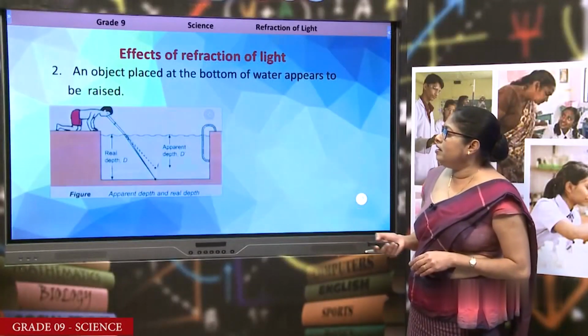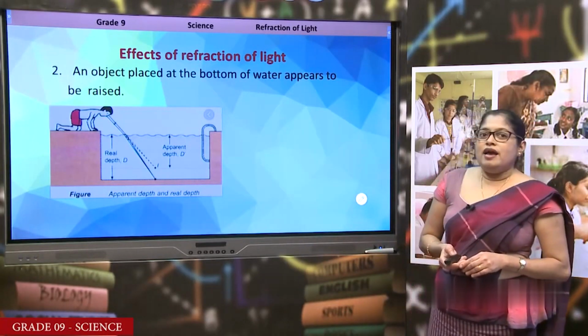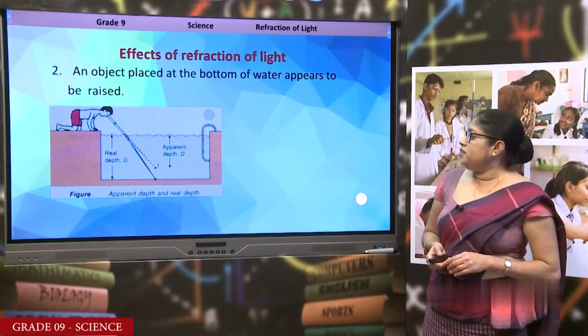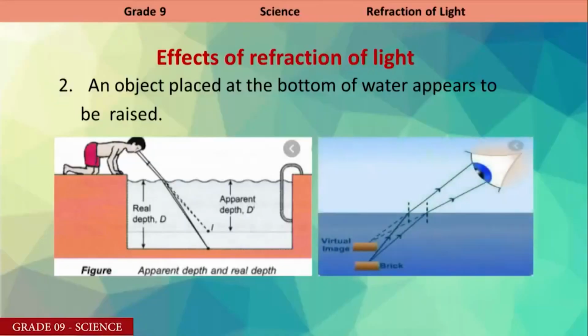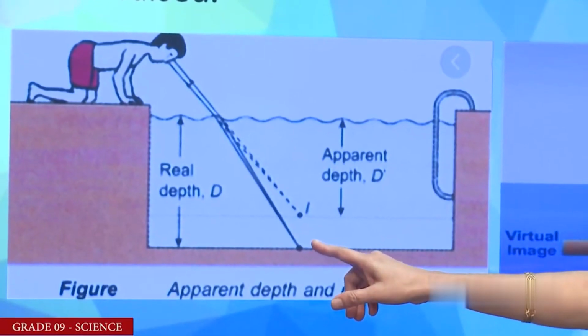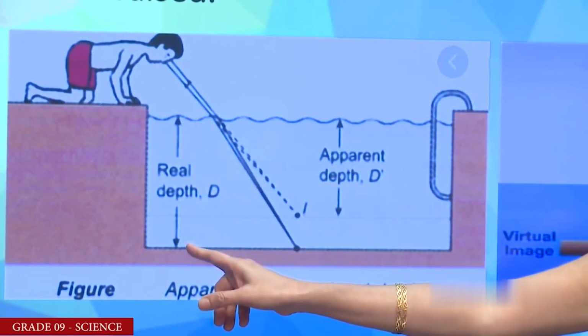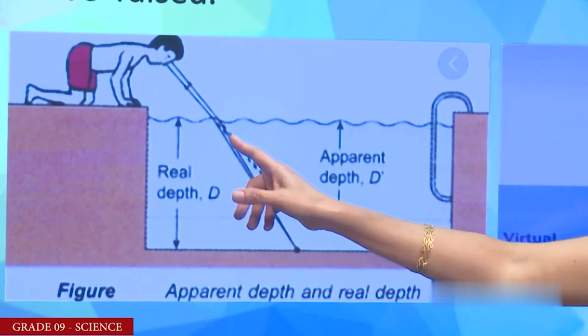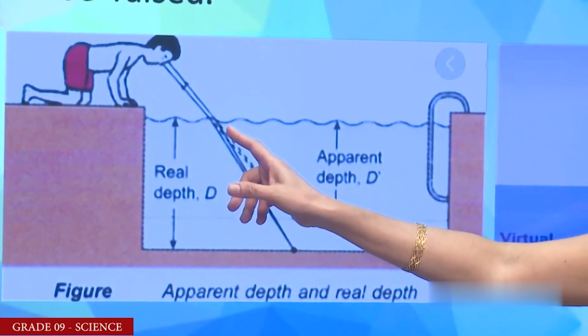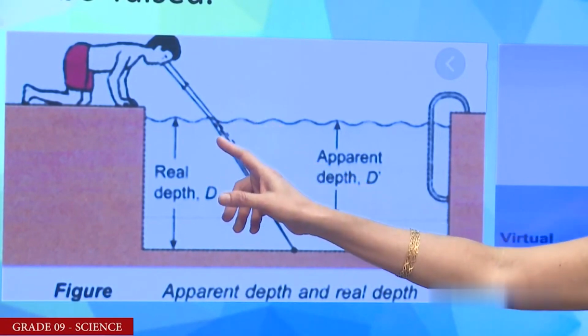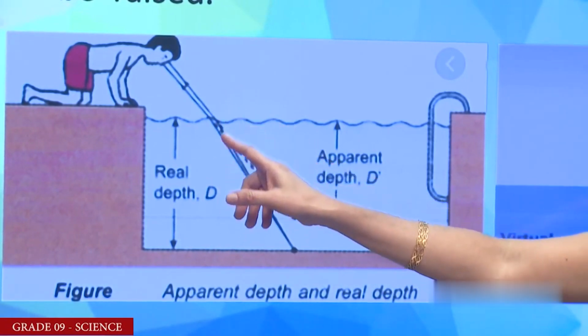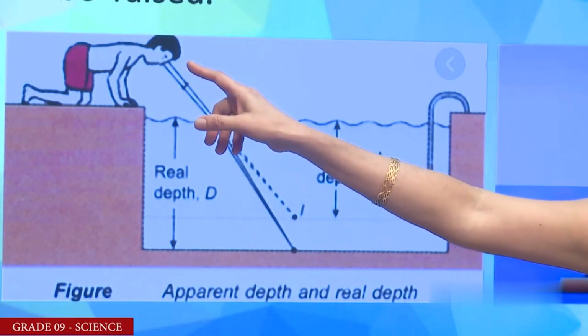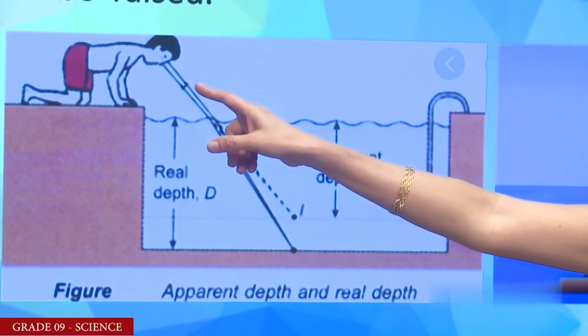Next, an object placed at the bottom of water appears to be raised. So, this is the swimming pool I told you earlier. This is the real depth of the swimming pool. A light ray coming from the bottom, when it hits the surface, bends away from the normal and reaches the eye of the observer.